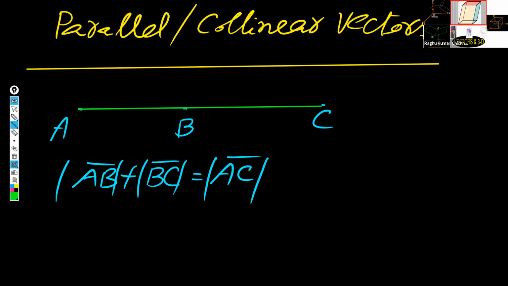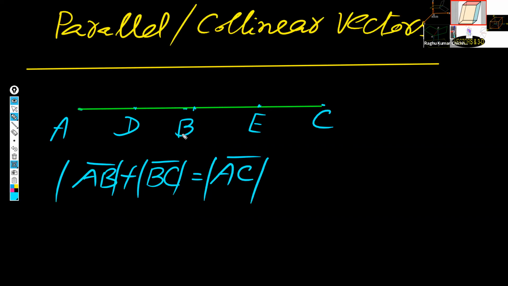But if you want to prove that two vectors are parallel, how do we see this? I'll take a simple example to explain this. For example, I have taken B as the midpoint of AC. I will take one more point D as the midpoint of AB. I will take E as the midpoint of BC.